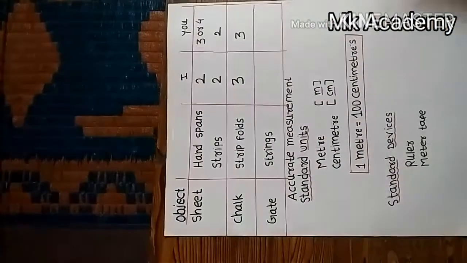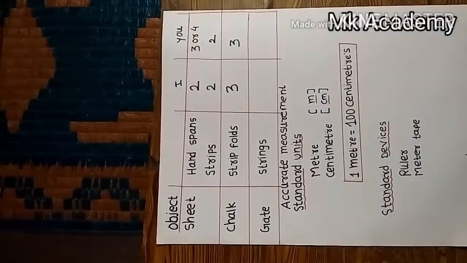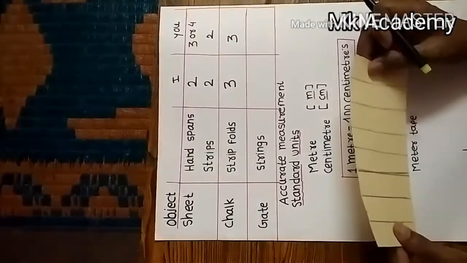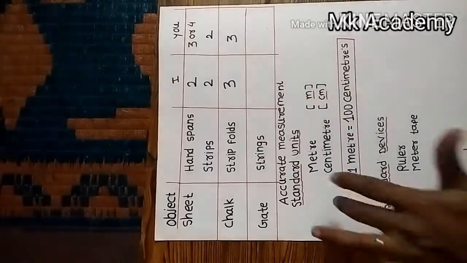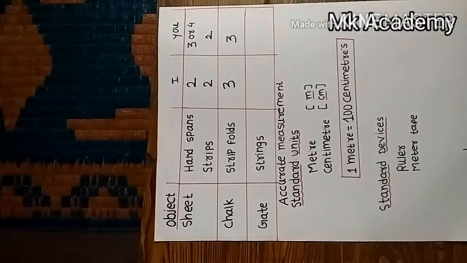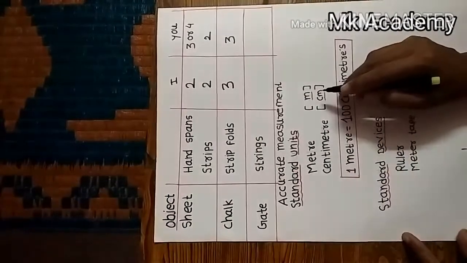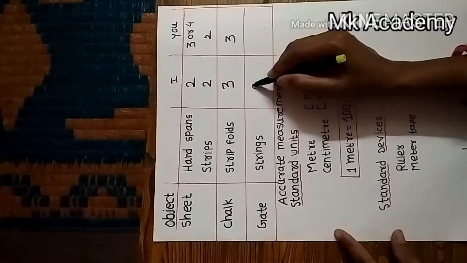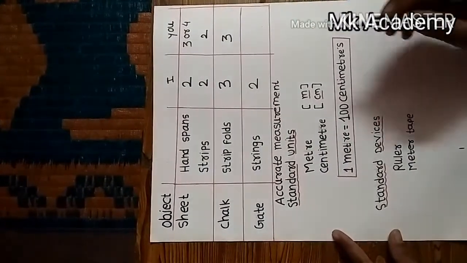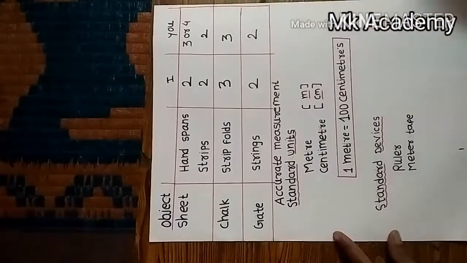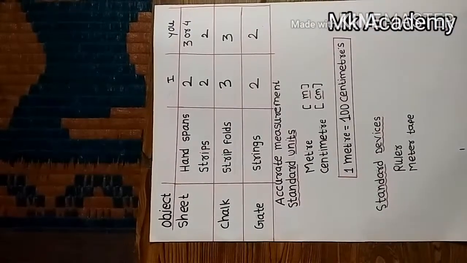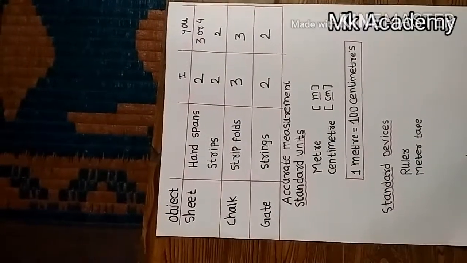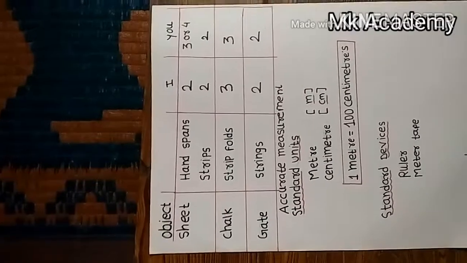Now we have to measure the large distance between gates. Then how to measure? We do not use these strips or hand span to measure the distance of a gate. Therefore, we use string. By using string, I measure the length of the gate. This is 2 strings. If you measure, it is also the same, because the length of the object does not change, but these measuring devices are not standard.